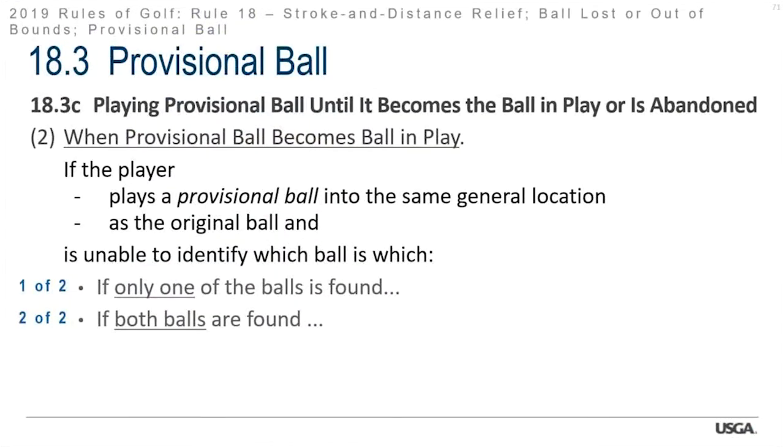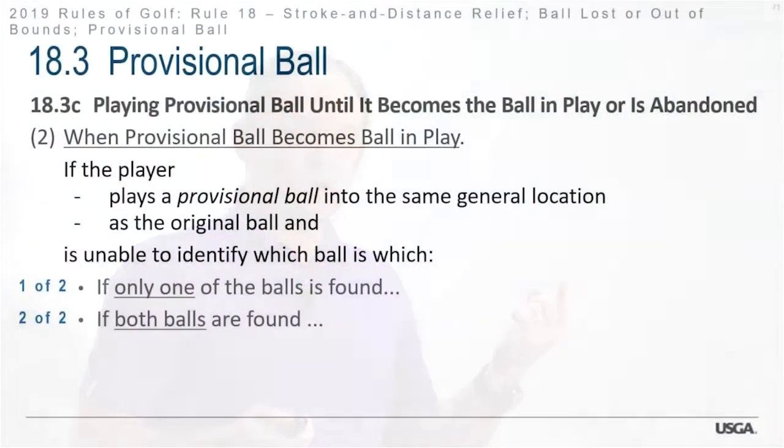Okay. So when the provisional ball becomes the ball in play, if a player plays a provisional ball into the same general location as the original ball and is unable to identify which ball is which, there are two things that are going to happen. This was one of the rules that used to be a decision-based answer in the old rules, but is now incorporated into the rules of golf. So we're going to talk about if only one of the balls is found, the original or the provisional, and we're not sure which one it is, or if both balls are found and we're not sure which one is which.